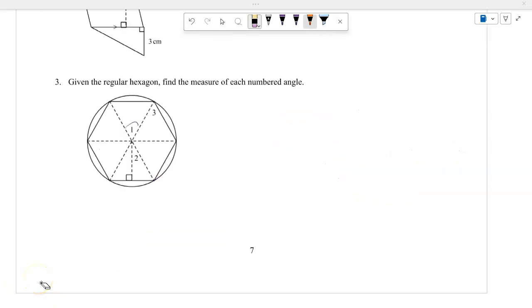Given the regular hexagon, find the measure of each numbered angle. And we know that this is a hexagon, so to find angle 1, we have to do 360 divided by 6, since it's a hexagon. It's a regular hexagon, so each of these sides are going to be congruent. So the measurement of angle 1 is 60 degrees. And since we know the hexagon is split up into equilateral triangles, the measure of angle 3 will also be 60 degrees.